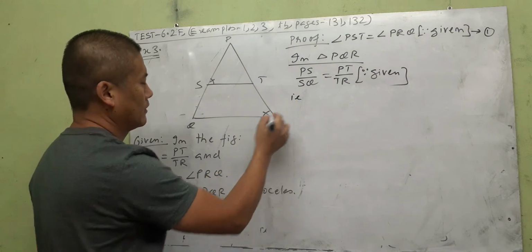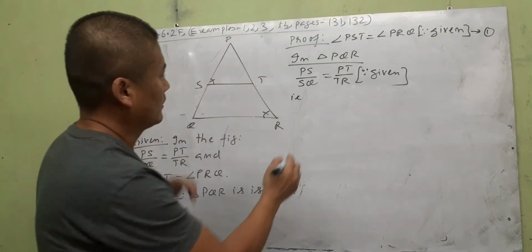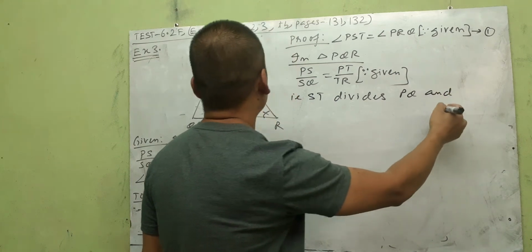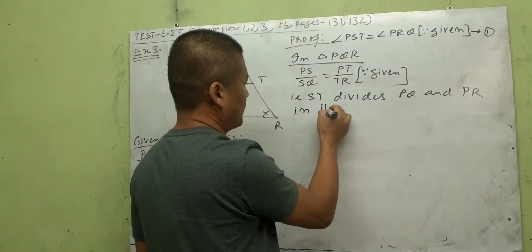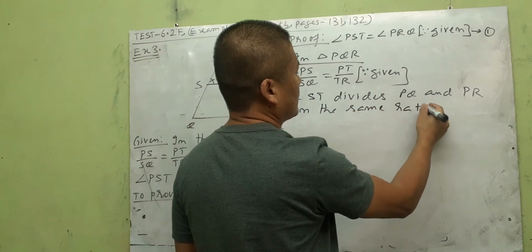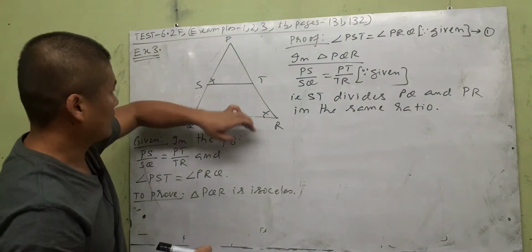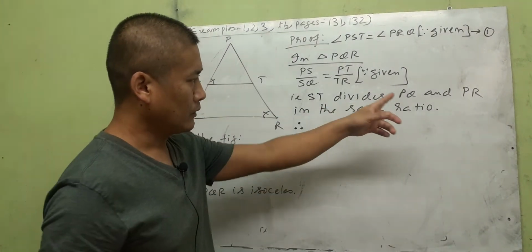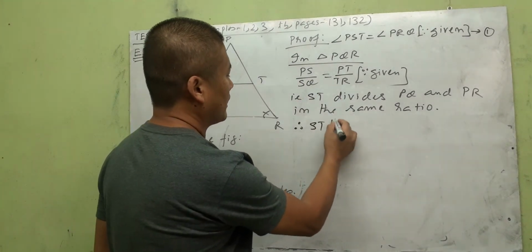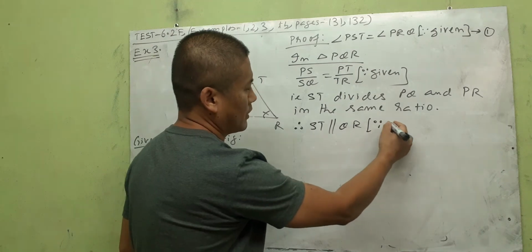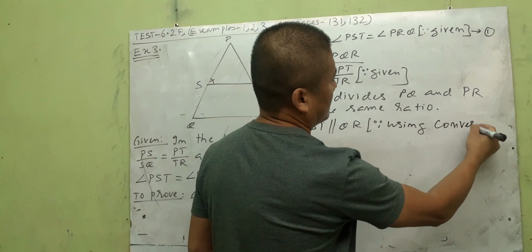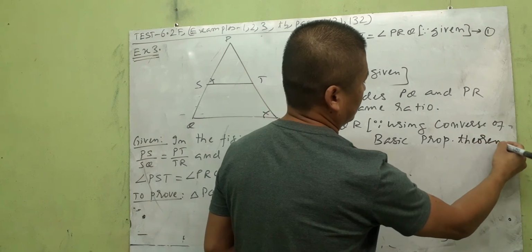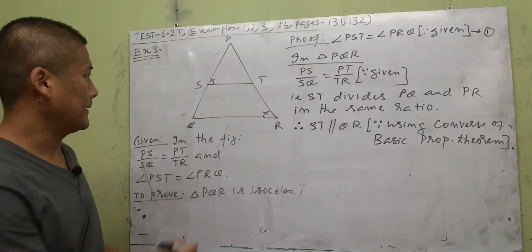So if PS by SQ is equal to PT by TR, in other words, this line ST divides side PQ and side PR in the same ratio, in this equal ratio. So we know that if a line divides 2 sides of a triangle in the same ratio, then that line is parallel to the third side. We discussed this theorem previously also. It is known as the converse of the basic proportionality theorem. So ST is parallel to QR, and that will help us here.